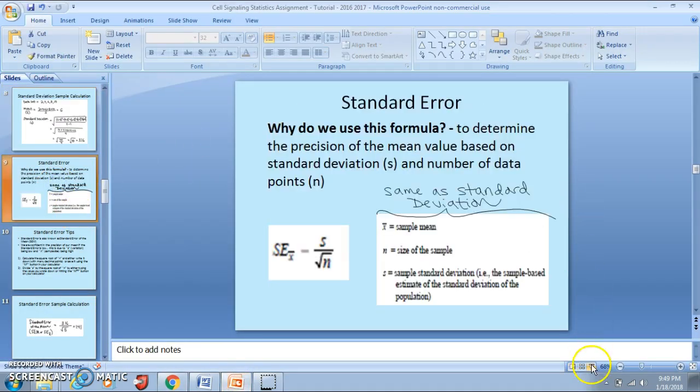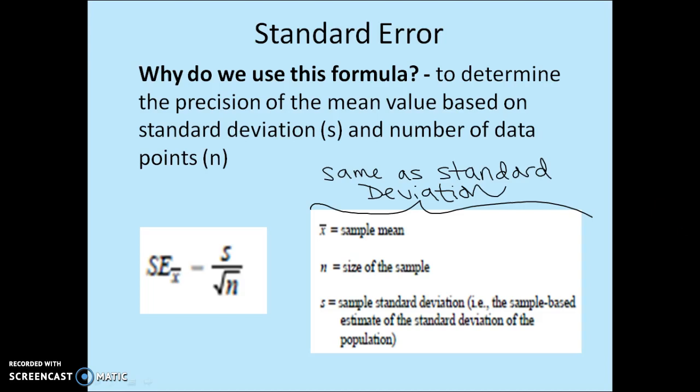Next thing we're going to be calculating is called the standard error. We use the standard error to figure out how precise the mean value is. And we do that based on 2 things, the standard deviation, which is S, and then the number of data points, which is N. So the way that we calculate this is we take S, the standard deviation, and we divide it by the square root of N, the number of data points.